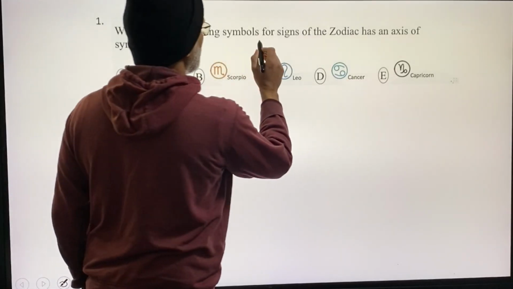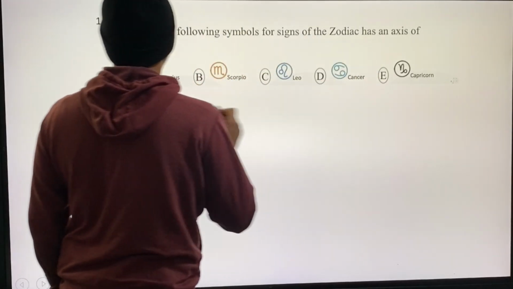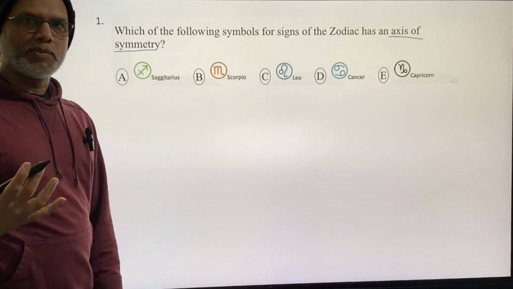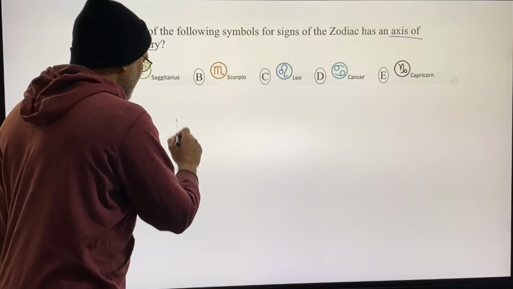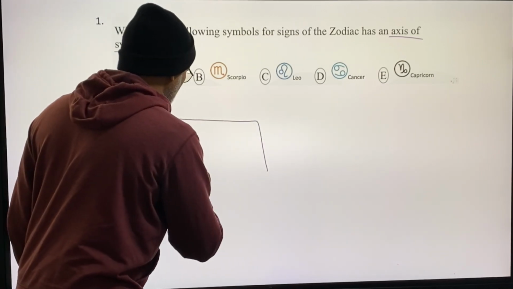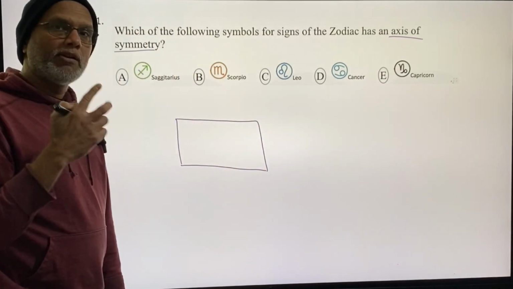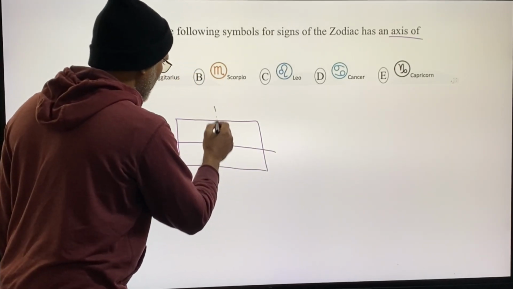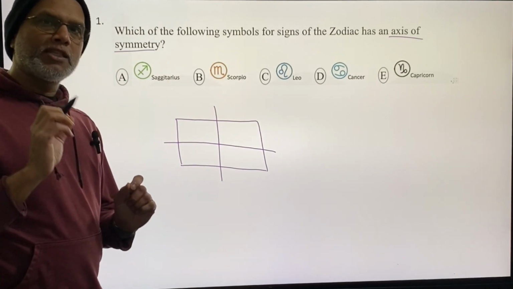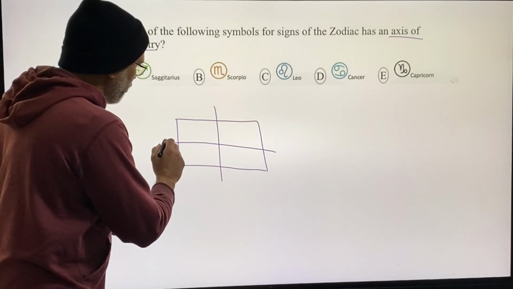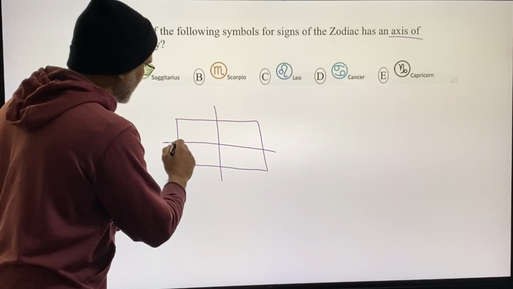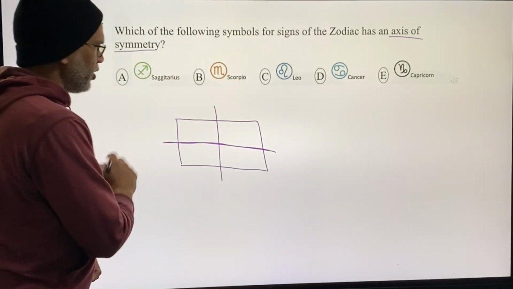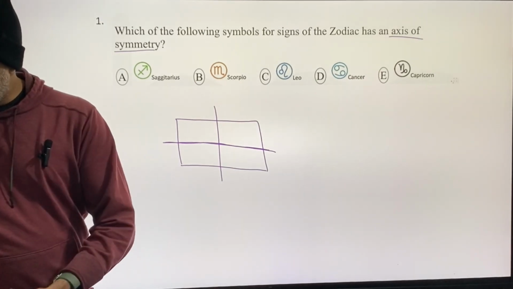Which of the following symbols for signs of the zodiac has an axis of symmetry? Okay, axis of symmetry. What is an axis of symmetry? Basically, let me draw a rectangle. A rectangle has two axes of symmetry. One is this, the other one is this. So basically, an axis of symmetry is a line such that if you fold the shape along it, the two sides will exactly overlap.